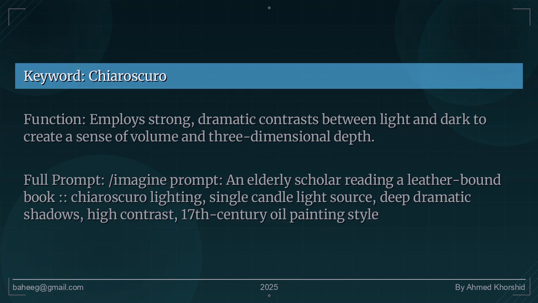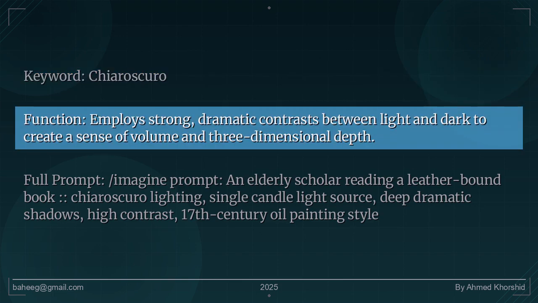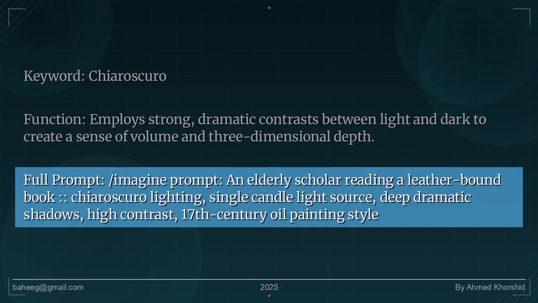Keyword: chiaroscuro. Function: employs strong, dramatic contrasts between light and dark to create a sense of volume and three-dimensional depth. Full prompt: imagine prompt, an elderly scholar reading a leather-bound book, chiaroscuro lighting, single candle light source, deep dramatic shadows, high contrast, 17th century oil painting style.